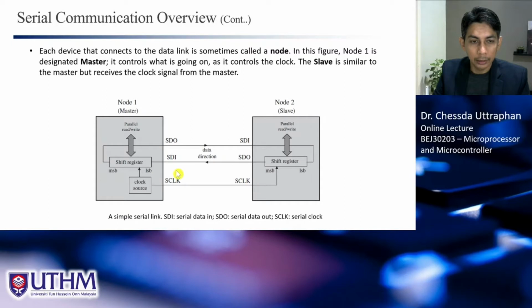And this is how we transfer the data, where we have two lines. The first one is the serial data out here, and this one is serial data in for node 1, and this one is the clock, right? So the data going out and going in are on different lines.